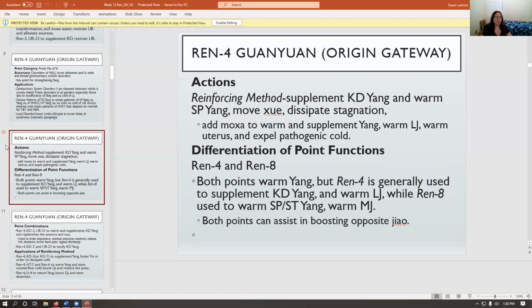So differentiation of point functions here, Ren 4 versus Ren 8. We know they're both yang warming points. Ren 4 more often than not used for kidney yang and lower jiao issues, whereas Ren 8 is more for middle jiao, so spleen, stomach, yang deficiency. But both points can assist in boosting the other jiao. So very often, if we are actually trying to have an effect on the yang, we'll use both of these points. We remember that Ren 8, of course, is moxa.